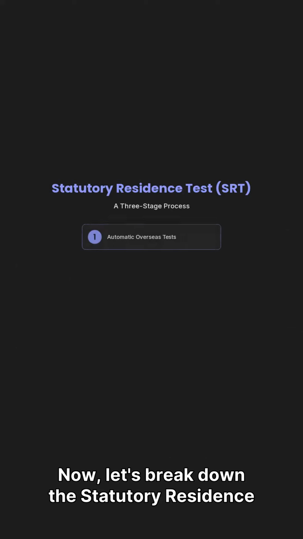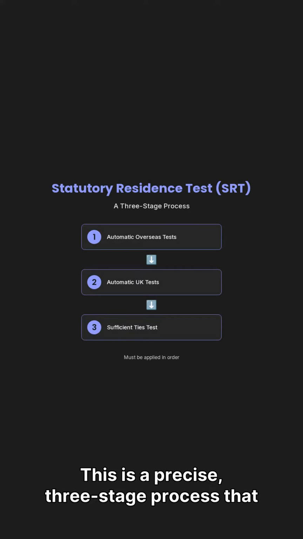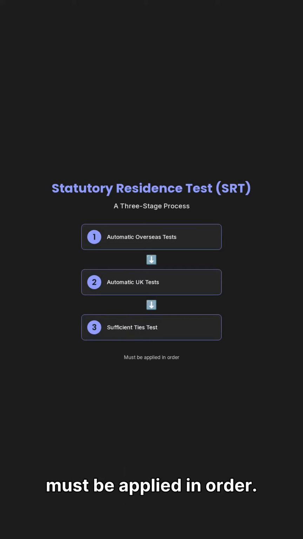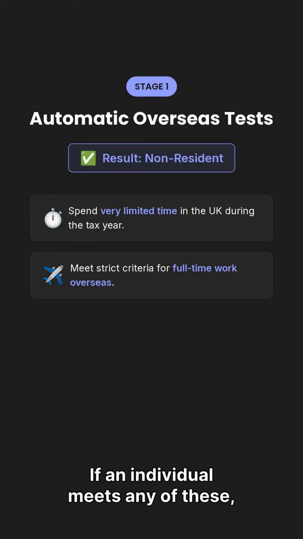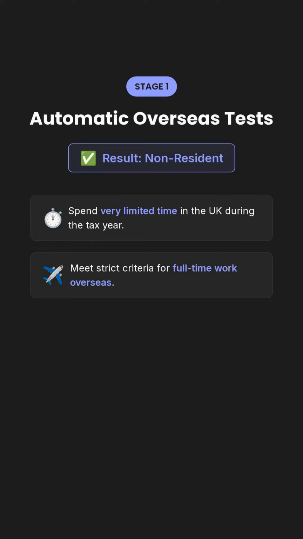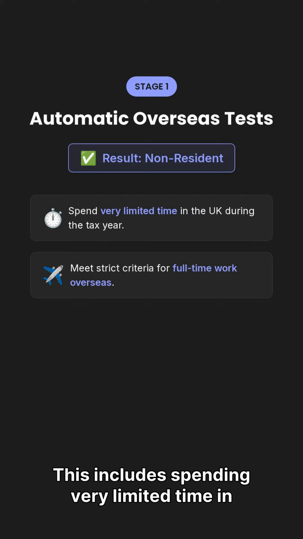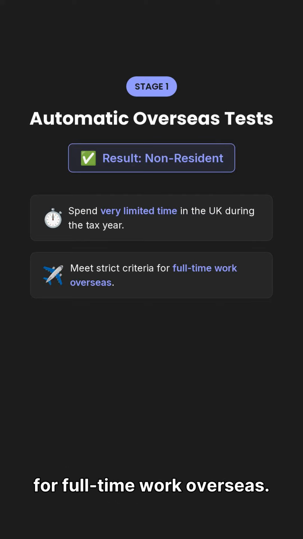Now, let's break down the Statutory Residence Test, or SRT. This is a precise, three-stage process that must be applied in order. Stage 1 covers the automatic overseas tests. If an individual meets any of these, they are automatically non-resident. This includes spending very limited time in the UK or meeting the strict criteria for full-time work overseas.